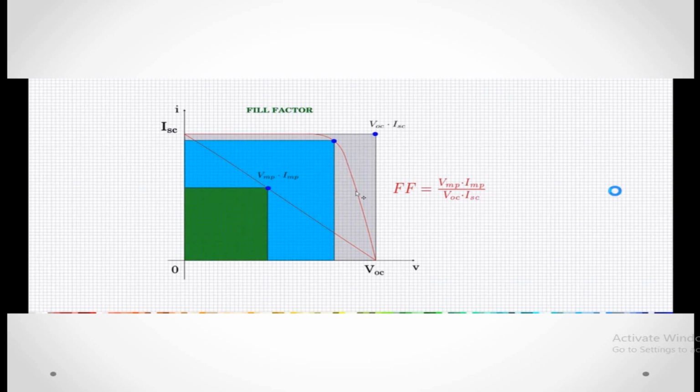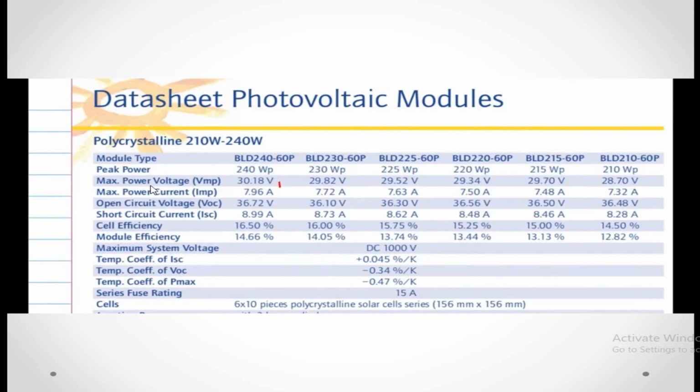Now let us observe the factors in the data sheet. Here you can see the VMP, maximum power voltage, and IMP, maximum power current, are given in the data sheet as 30.18 volts and 7.96 amperes. But the theoretical values, VOC and ISC, open circuit voltage and short circuit current, are 36.72 and 8.99. You can see 36.72 is greater than 30.18 volts, so the theoretical value is greater than the practical value, and 8.99 is greater than 7.96. So these four values are given in the data sheet.